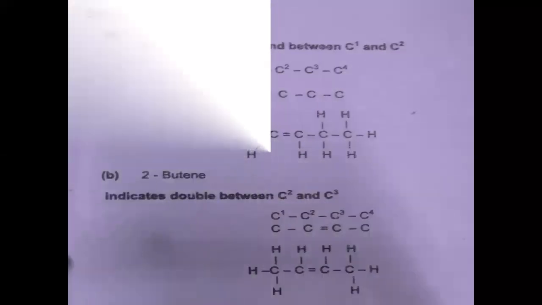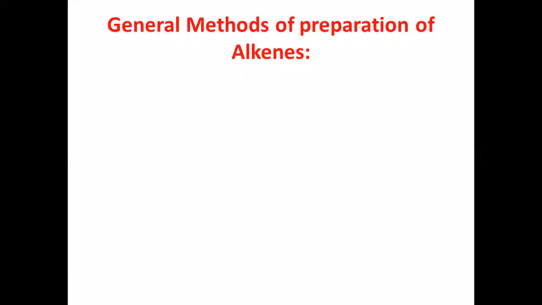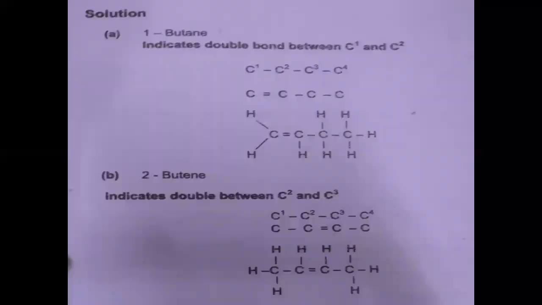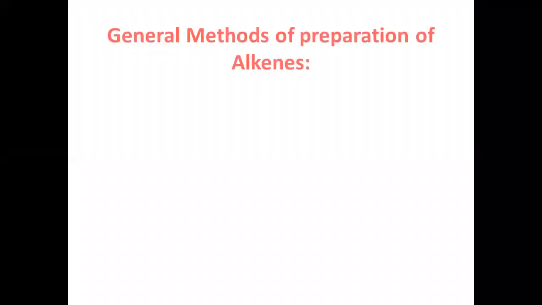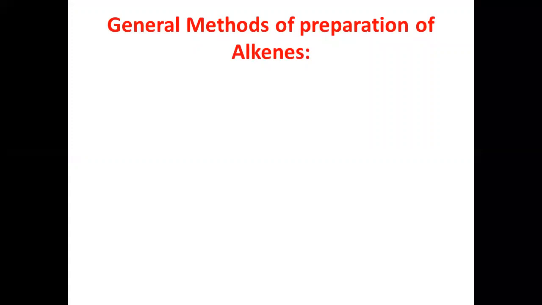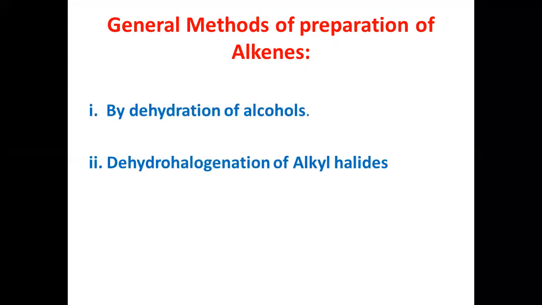Coming towards the next topic, that is general methods of preparation of alkenes. How can we prepare alkenes? As you know, in the previous lecture we discussed how to prepare alkanes, and we discussed 2 important methods. Now we are going to discuss the general methods of preparation of alkenes. There are 2 important methods for the preparation of alkenes. The first one is by dehydration of alcohols, and the second method is by dehydrohalogenation of alkyl halides. We will discuss these methods one by one.